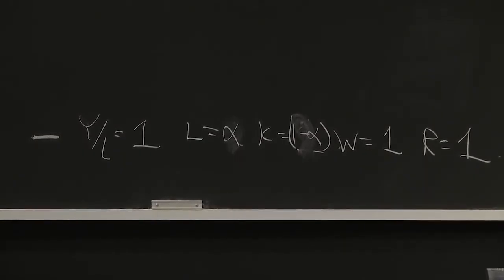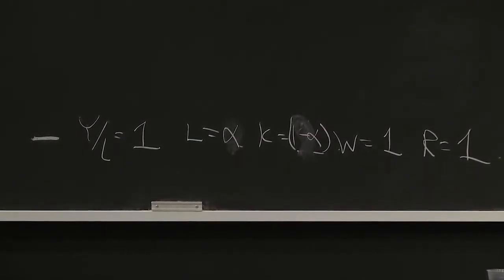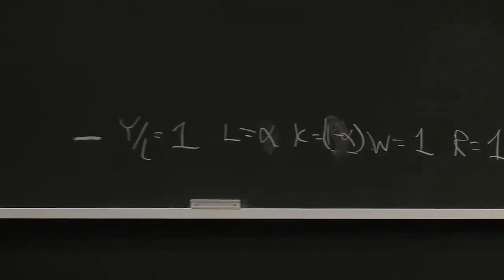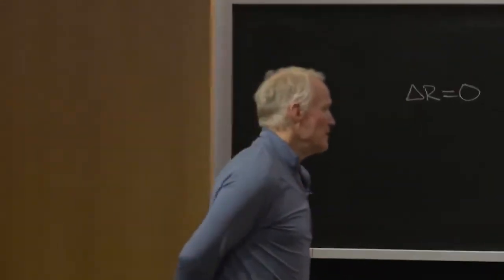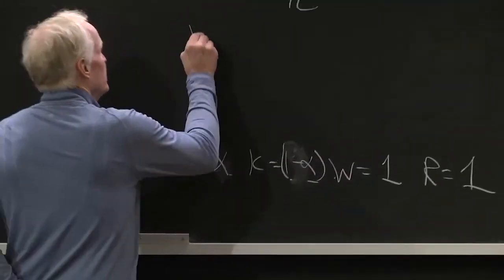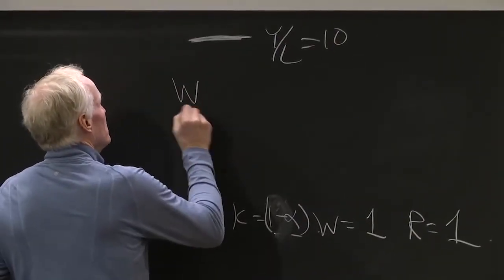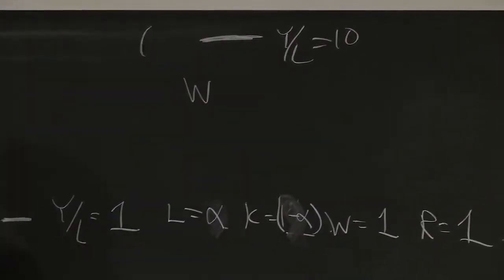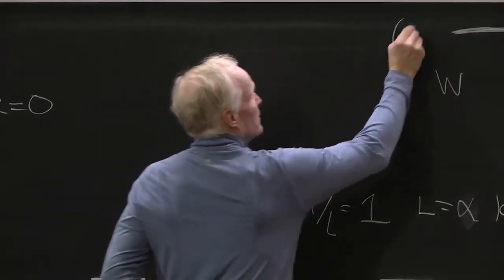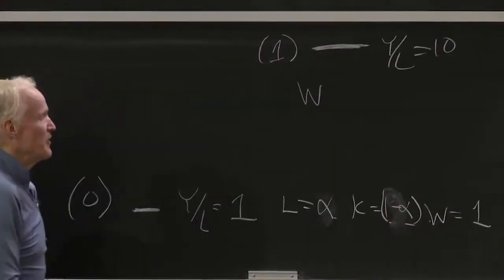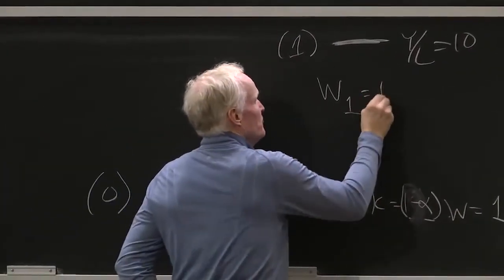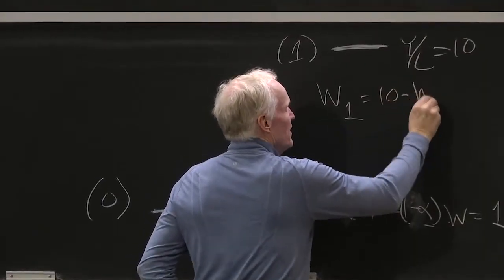What would it be? Yeah. K goes up by W, call this period 0. I'm not even sure my units are right now. Call this period 0. W1 equals 10 times W0.